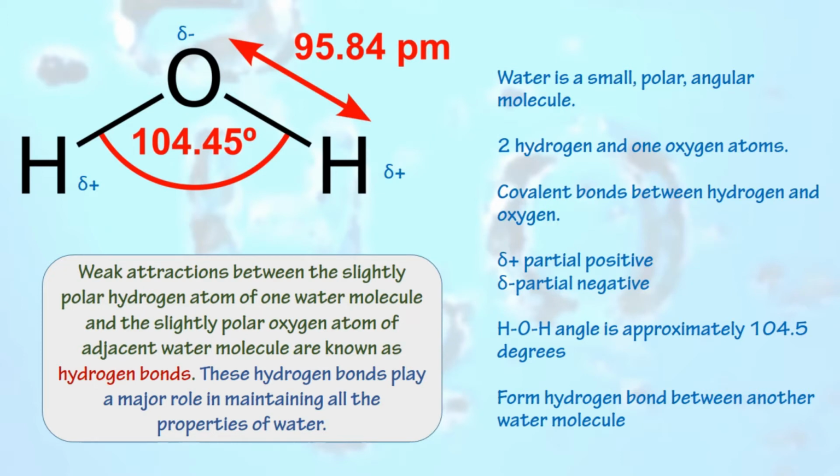Water is a tiny bent molecule with the molecular formula H2O, consisting of two light hydrogen atoms attached to one center oxygen atom. Each molecule of water is electrically neutral, but they are polar because of the high electronegativity of oxygen. Weak attraction between the slightly polar hydrogen atom of one water molecule and slightly polar oxygen atom of adjacent water molecule are known as hydrogen bonds.